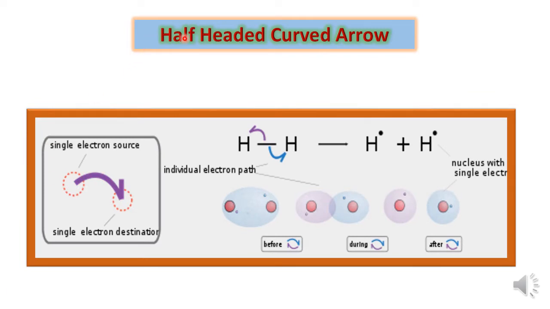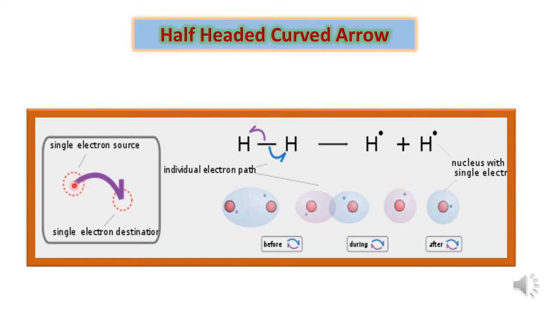Then we will see the half-headed curved arrow. You can see the half-headed curved arrow in this picture. The head is only half, therefore it is called a half-headed curved arrow. It looks like a barbed fish hook.